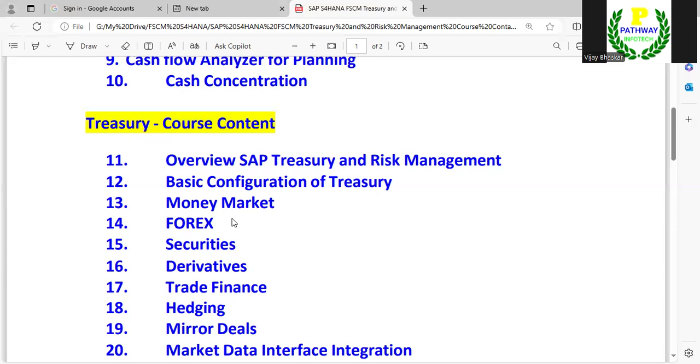Then coming to foreign exchange: what the spot transaction is, forward contract, then swapping, and how swapping is going to work. Then under securities, I am going to cover investment in stocks, investment in bonds, investments or borrowings, whatever it may be, as well as mutual funds. Then coming to derivatives, there are different types of derivatives. Futures and options I am going to cover.